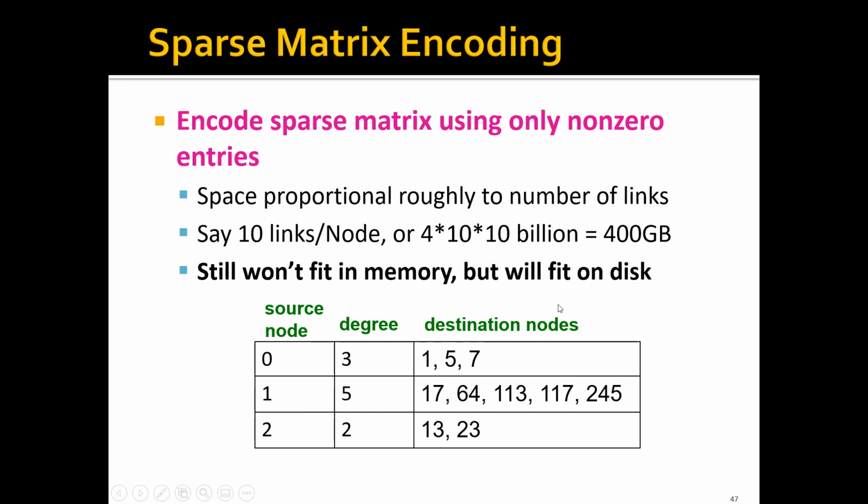And let's say that we only have 10 billion nodes and we have 10 links per node, then we will need about 400 gigabytes of memory. And this won't fit into the main memory, right? But it will fit on the disk.